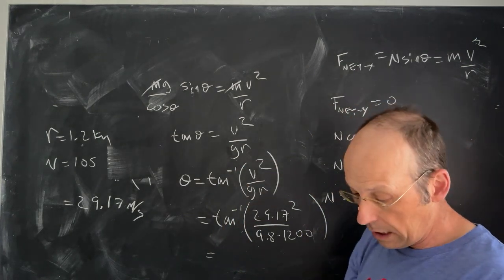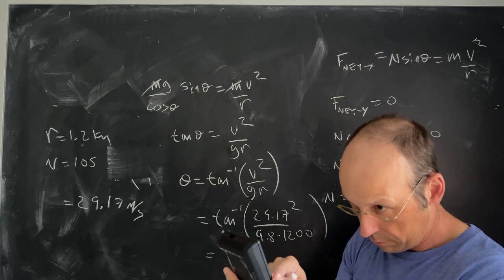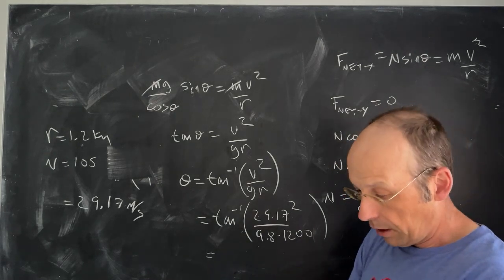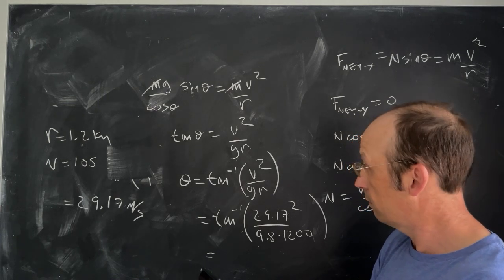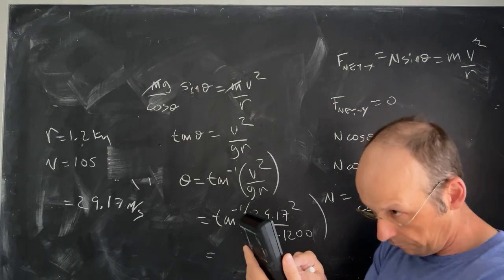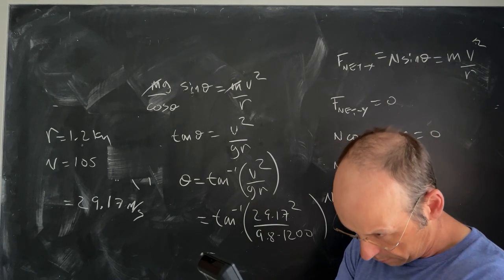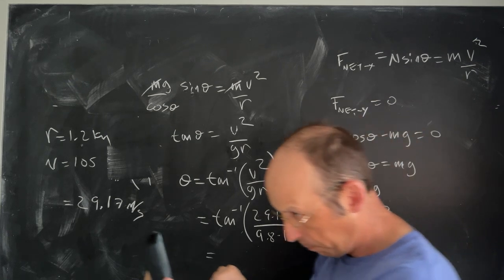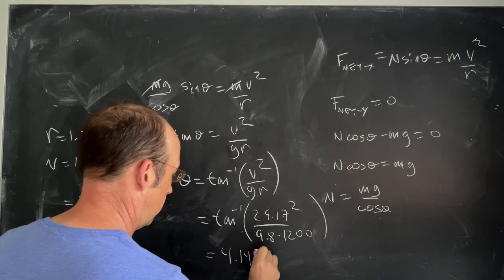So I have 29.17 squared, divided by 9.8, divided by 1200, and then inverse tangent. Atan gives 4.14 degrees.